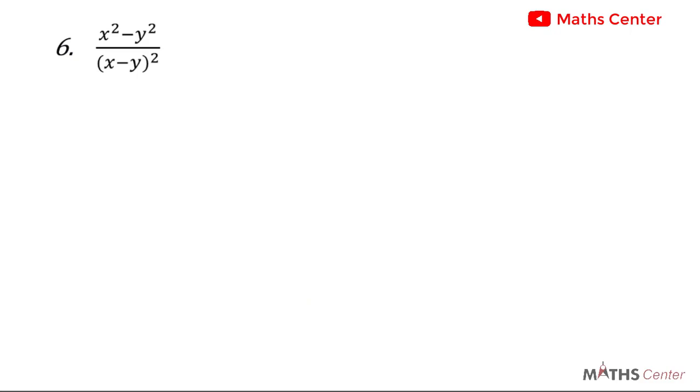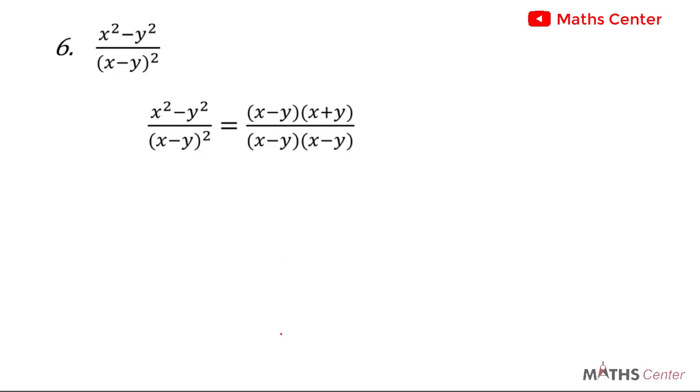Let's take the last example. We have x squared minus y squared all over x minus y all squared. So here you use the principles of difference of two squares. When we watched that video, we saw that x squared minus y squared will give us x minus y in one bracket, x plus y in one bracket.